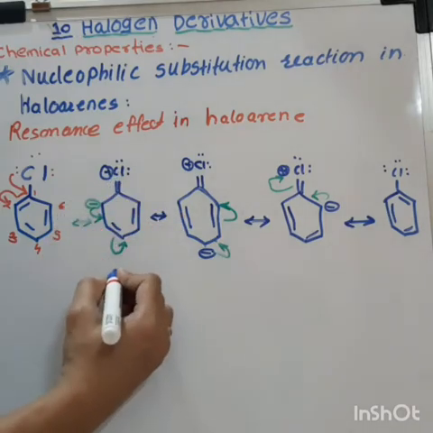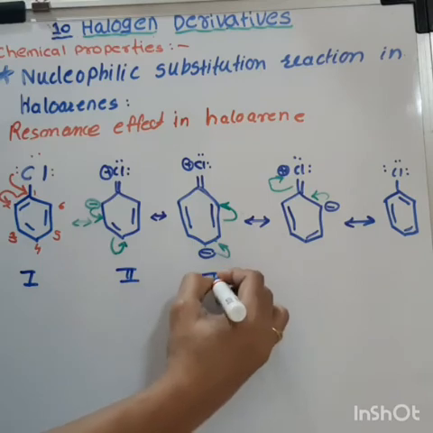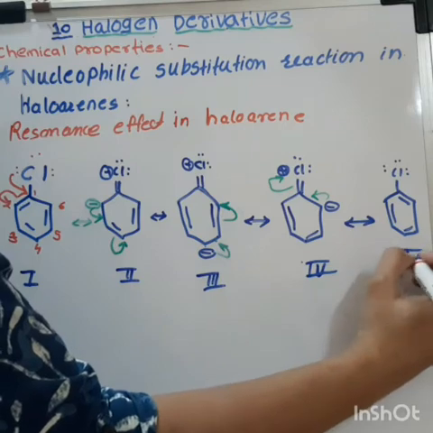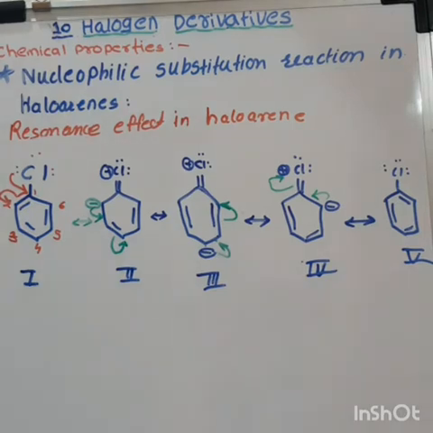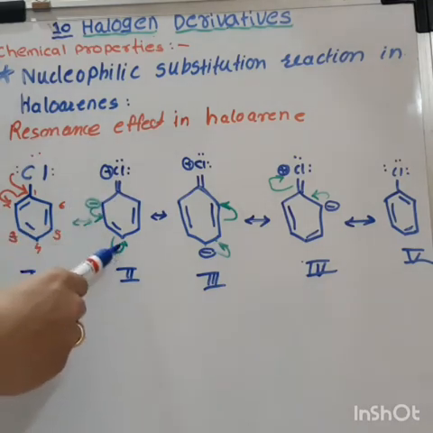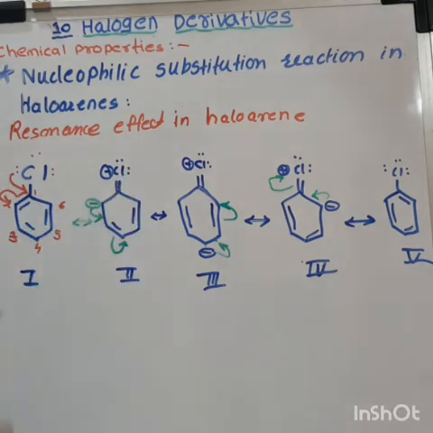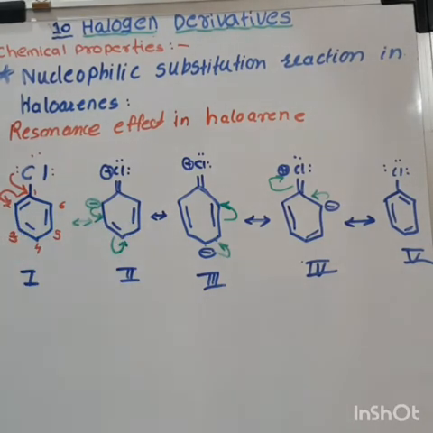So this is structure number 1, this is structure number 2, this is resonating structure number 3, this is resonating structure number 4 and this is resonating structure number 5. These are the resonating structures of haloarene or chlorobenzene. We can see that the negative charge is shifting from ortho position to para position and from para position to ortho position again. That means electron density is more on the ortho and para positions.